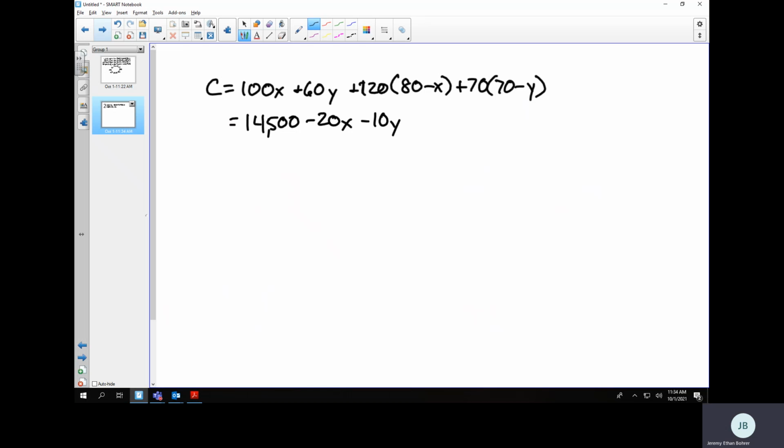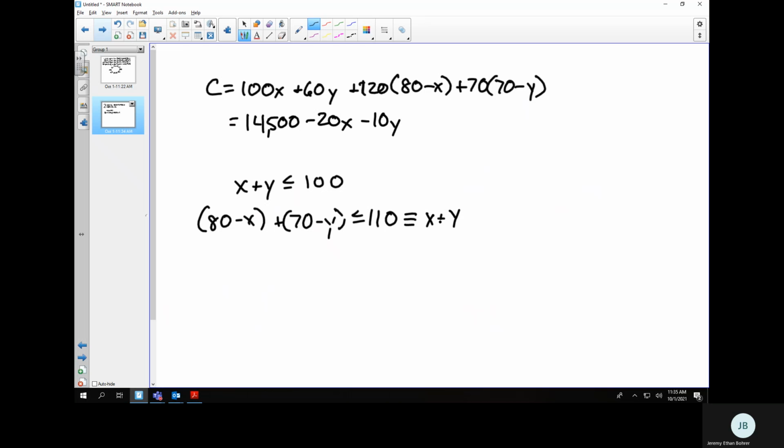The production constraints on plants 1 and 2 lead to the inequalities X plus Y is less than or equal to 100, and (80 minus X) plus (70 minus Y) is less than or equal to 110. And that last inequality simplifies to, that's an equivalence symbol, if you haven't seen one before, X plus Y is greater than or equal to 40.